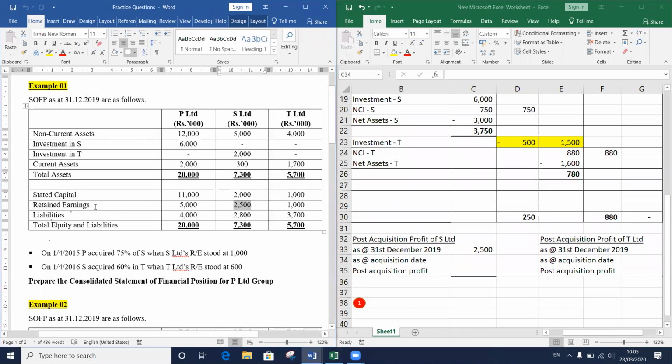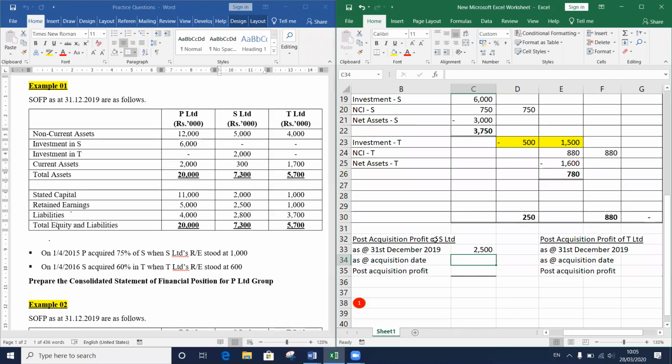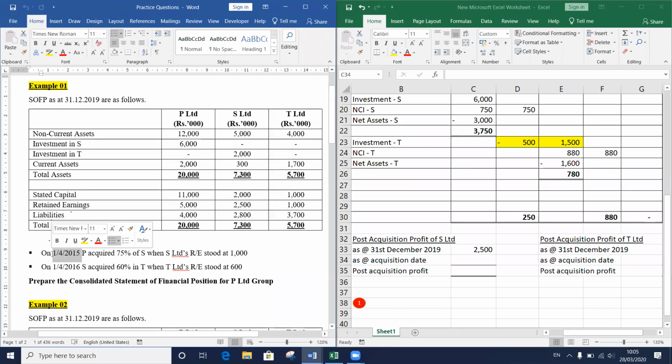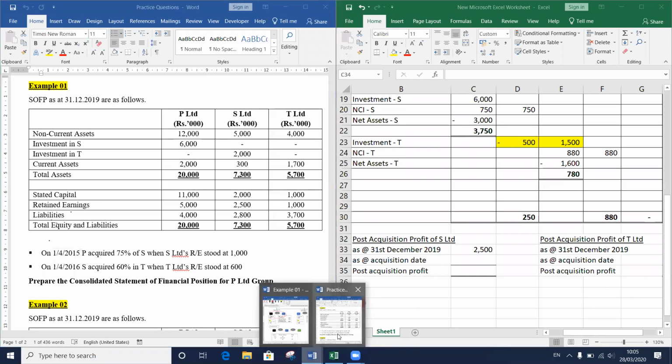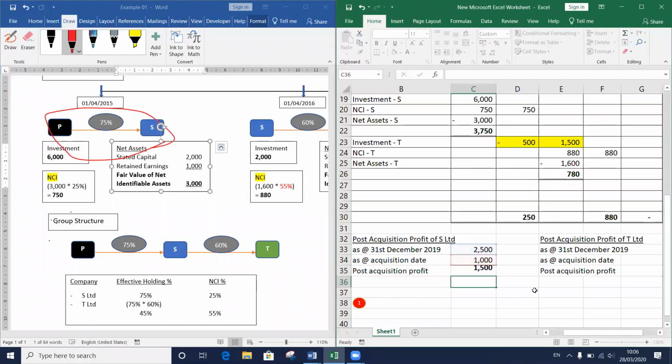2500, right. This 2500 is the retained earnings amount of the company S as at 31 December 2019. Okay, the asset acquisition date: when we acquired S Limited, it was on 1st of April 2015. At that time, what was S Limited's retained earnings? On the acquisition date, the retained earnings amount was 1000. So after acquiring, how much of a profit has been earned by S Limited?